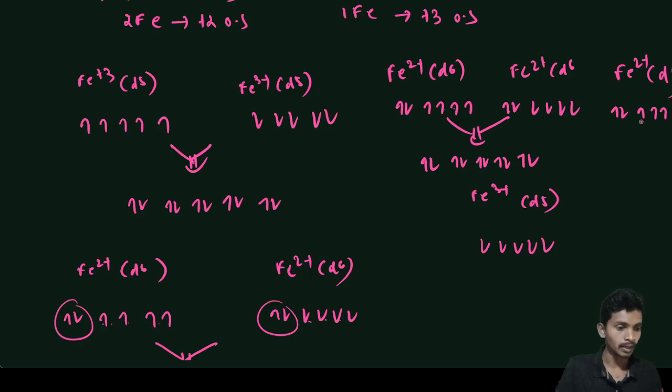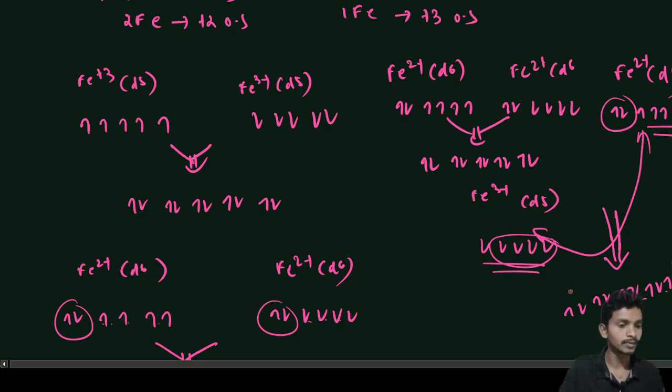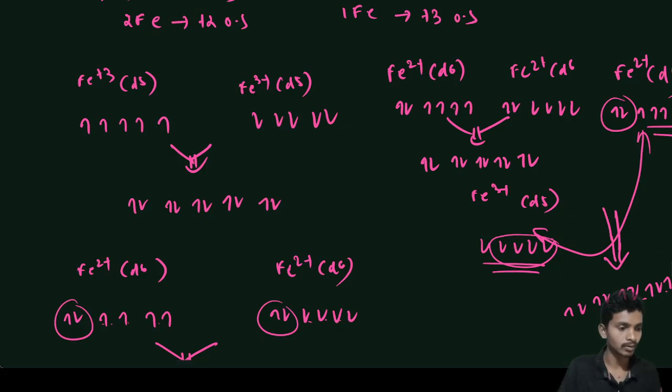Okay, now if you do this and this coupling, paramagnetic coupling, this and this, then what we find here is that this and this is already coupled. Okay, and this is 5 and this is 4. So this 4 will couple and 1 will remain unpaired. Okay, so this is 1, 2, and 1 will remain uncoupled.